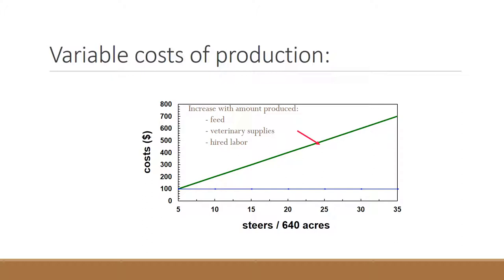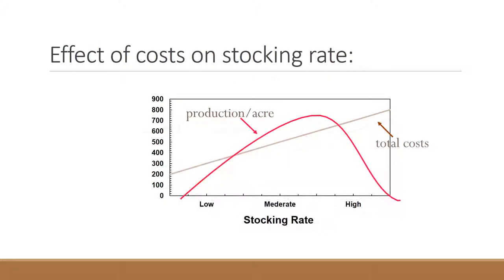Now, this isn't always a straight line because you might only need one hired person and then you need two, so you're going to have this kind of increase. So it's not always a beautiful straight line like I've drawn here, but in concept, there's fixed costs and variable costs. The total costs of the ranch are that top green line. So let's combine those two ideas. Now let's combine production per acre, because that's the amount of animals or weight that you're going to be able to sell to help keep the ranch going.